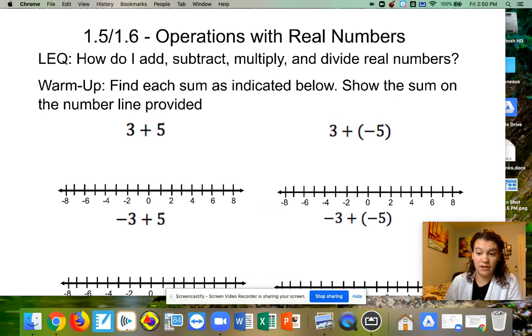All right, so today we're going to be talking about operations with real numbers. So how do you add, subtract, multiply, and divide real numbers? How it's different from before is we're going to add in fractions, otherwise it's the same as what we've been doing. So the warm-up, you want to look at these and figure out what is the sum using the number line. So pause the video and take some time to answer these questions.